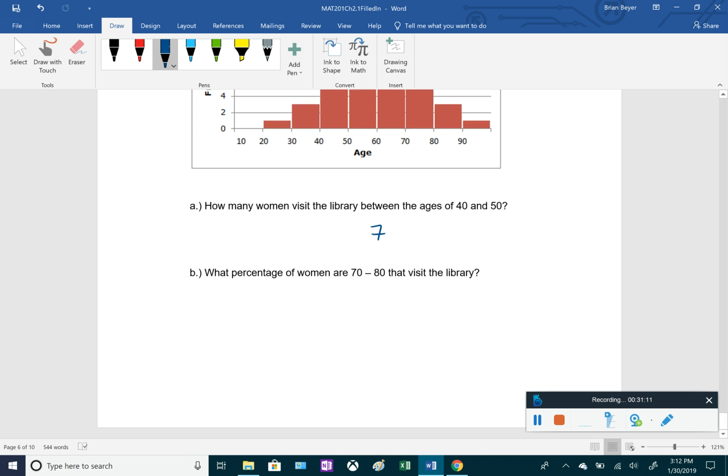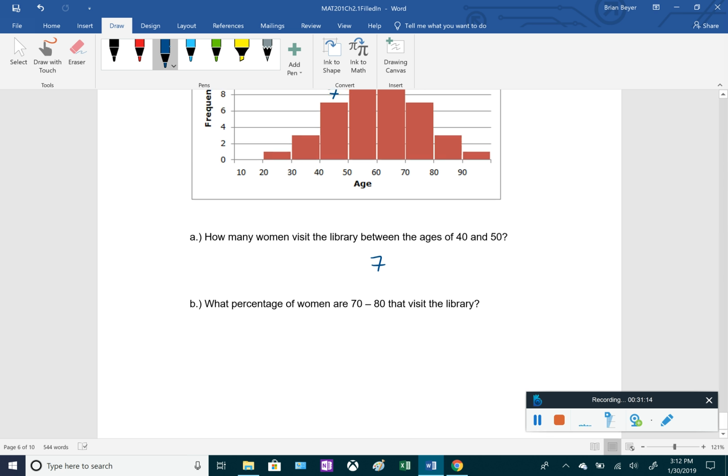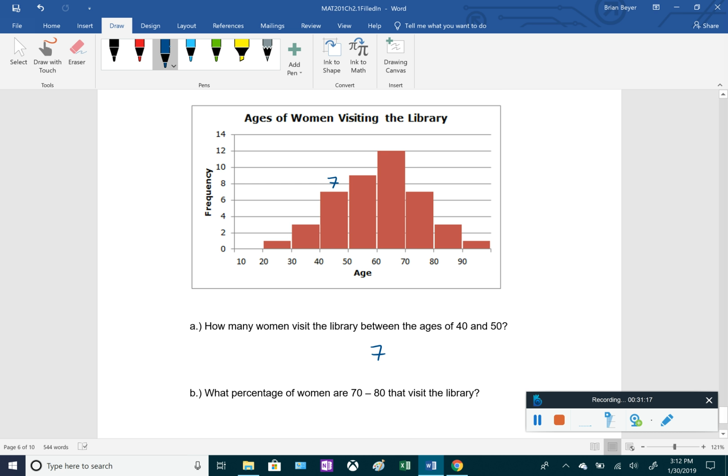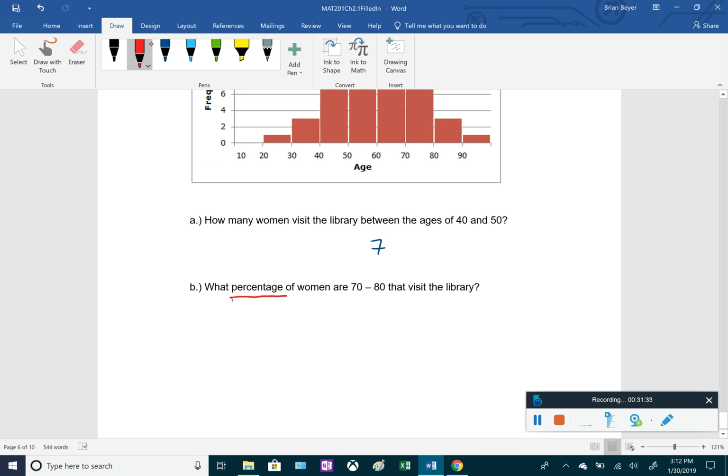And last question here, what percentage of women who visit the library are 70 to 80? We know that 7 women who are 70 to 80 visit the library, because that's what the bar goes up to. For percentage, what this means is relative frequency. So we need to calculate the relative frequency, which is going to equal F over N. That's the frequency for that class divided by the sample size, which is the total number of data entries. We know the frequency for that class is 7 because we just found it.